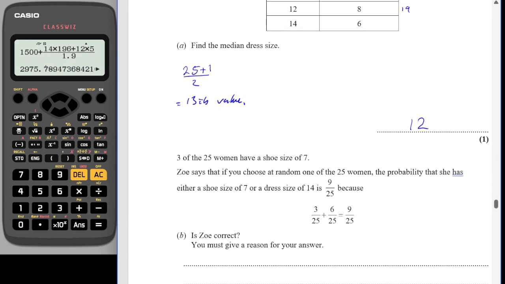Three of the 25 women have a shoe size of 7. Zoe says that if you choose at random one of the 25 women, then the probability that she has either a shoe size of 7 or a dress size of 14 is 9 out of 25, because 3 out of 25 plus 6 out of 25 is equal to 9 over 25. Is Zoe correct? You must give a reason for your answer.